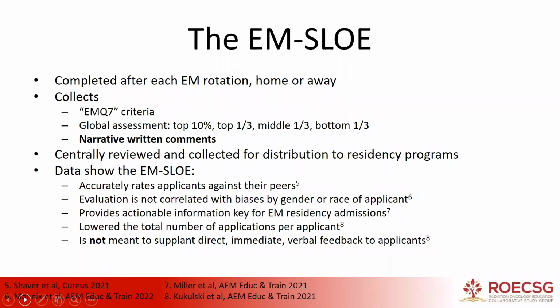the SLOE is completed after each emergency rotation as it stands now, whether it be home or away, and it collects what's called the EMQ7. So these 7 key criteria should be readily adaptable to radiation oncology, looking at things like commitment to the field, work ethic, ability to develop an actionable plan for patient care, ability to work on a team, and then what has been shown to be the most impactful questions when it came to rank order lists and things like that: how much support do you think the candidate would need in residency? And what is the candidate's likelihood of future success in the field?